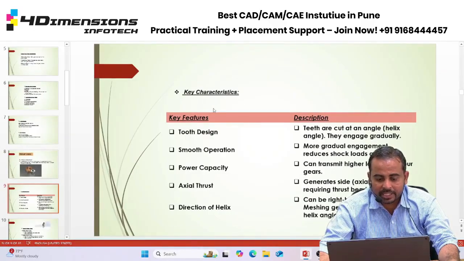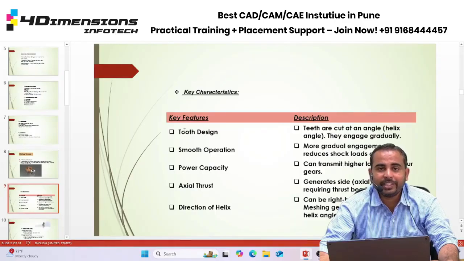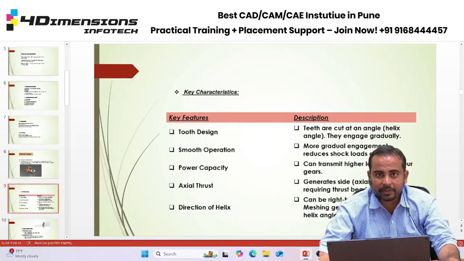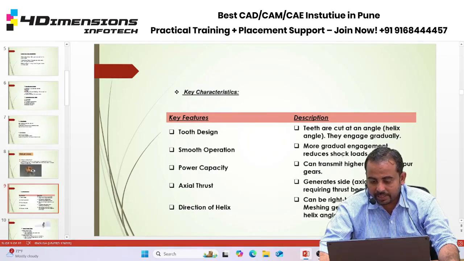Now the key characteristics of helical gears. First we'll talk about the tooth design. Teeth are cut at a helix. They are engaged gradually, meaning there is a certain helix angle as we have discussed earlier. Smooth operation: more gradual engagement reduces shock loads and noise. So over spur gear, this is the advantage, that the gradual engagement reduces shock loads and noise.